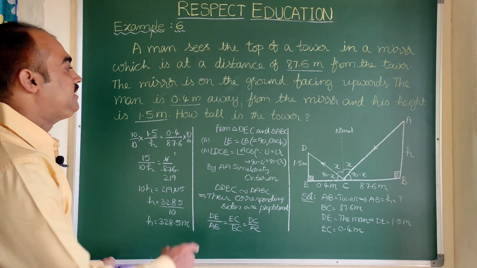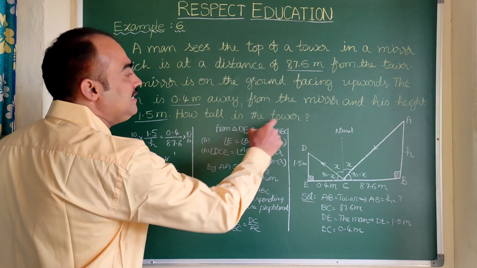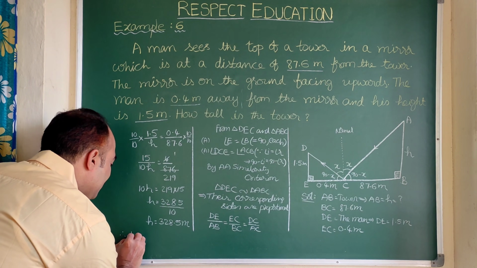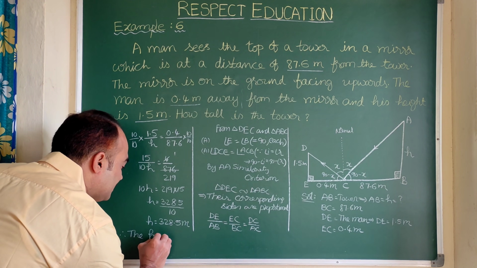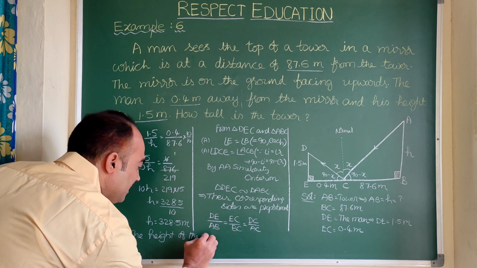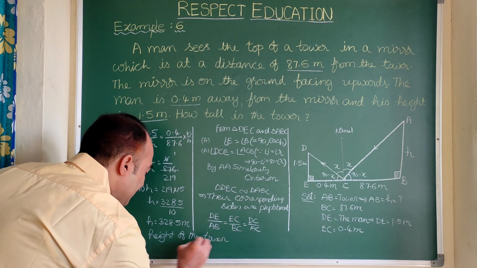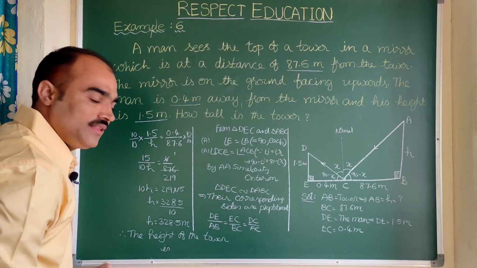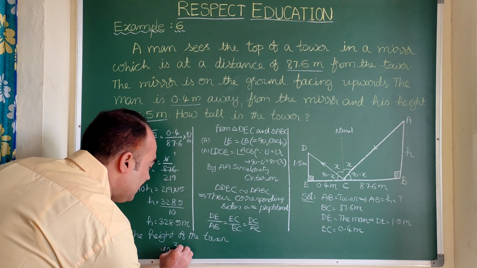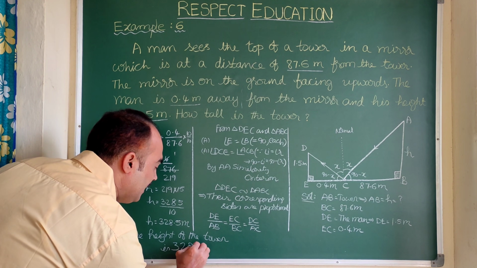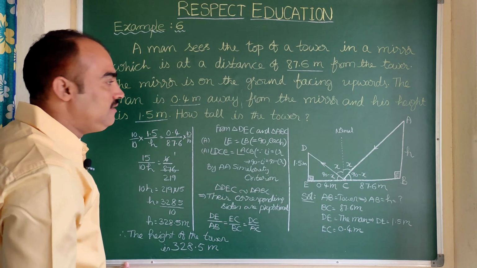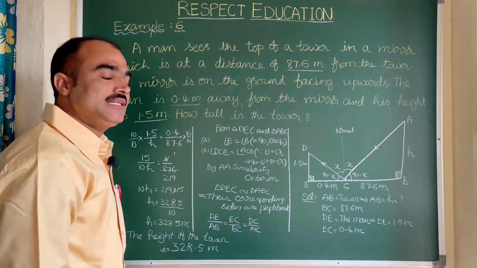Now let us read the question. How tall is the tower? So we can write that therefore the height of the tower is 328.5 meters, with which this example 6 gets completed.